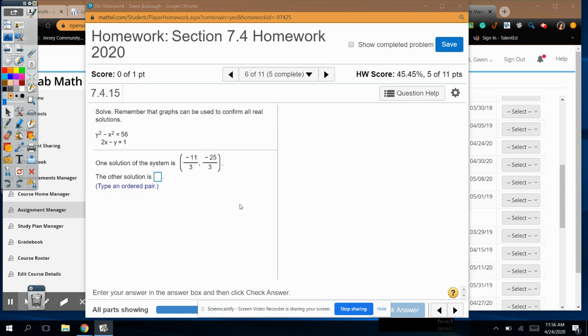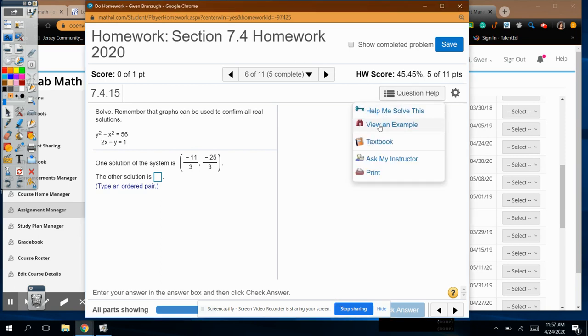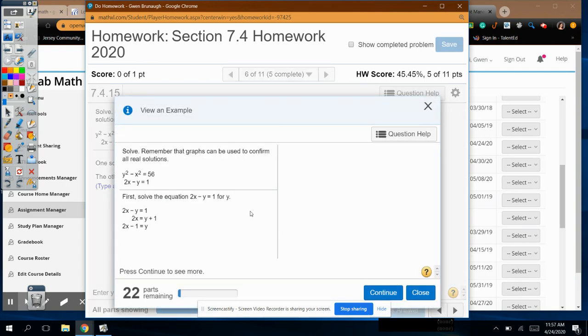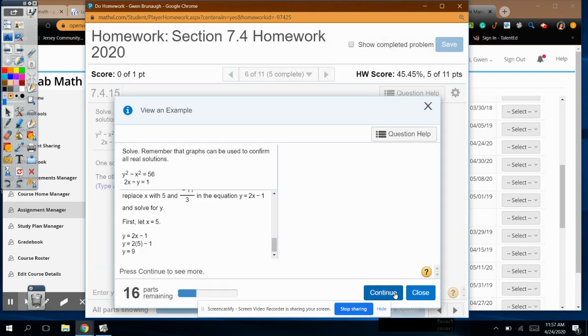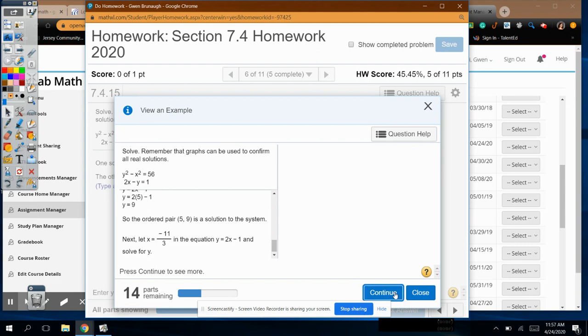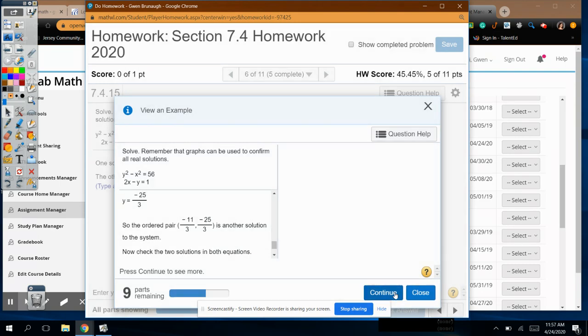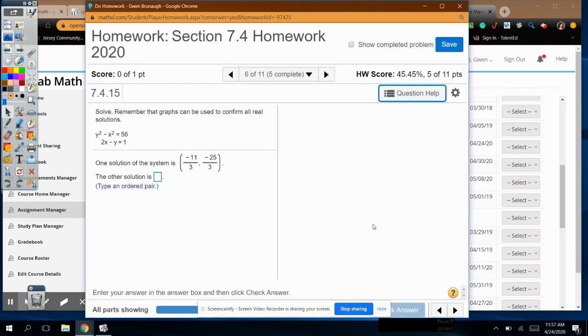They give me one solution and they want me to find the other. Let's see how they have me do this. I wonder why they gave me one. Oh, they just want us to get y by itself. Substitute, which is what I was going to do. And looks like we're going to factor. Okay, so they want us just to substitute like we were going to.